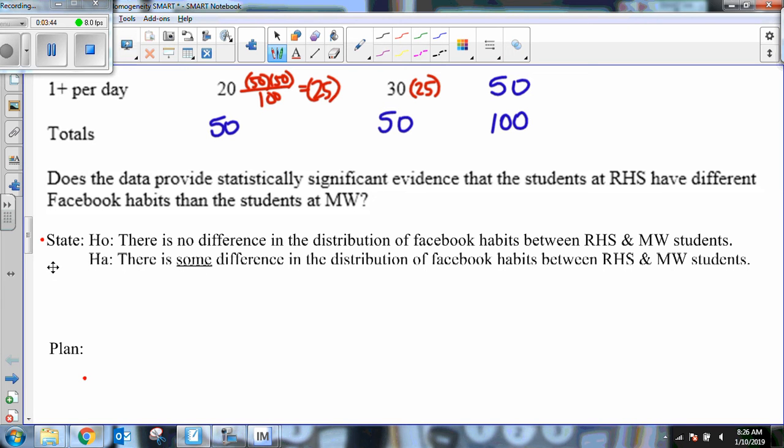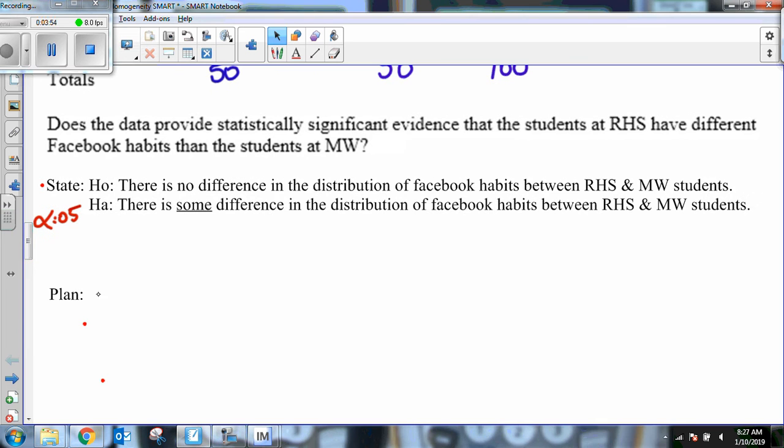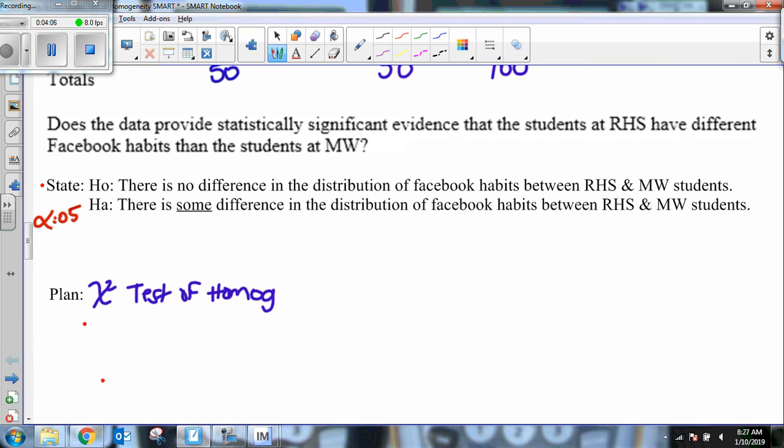Now in all states, we got to state our alpha. So let's go ahead and use an alpha of 0.05. Okay. Now, in the plan, again, we have to name it. We're not going to say chi-squared goodness of fit anymore. It's chi-squared test of homogeneity. You got to make sure that you're giving the appropriate names here. Okay. So, chi-squared test of homogeneity.